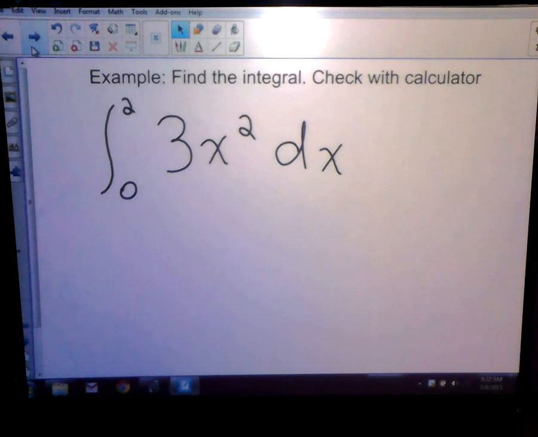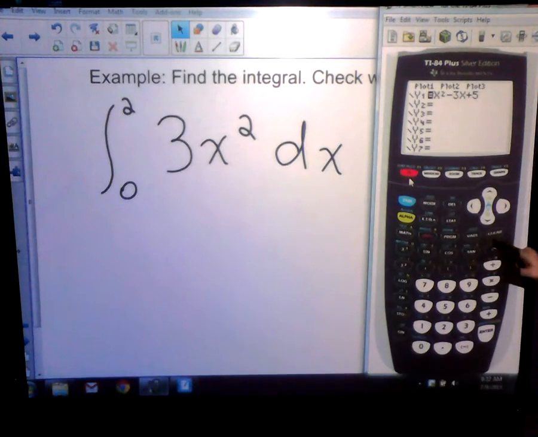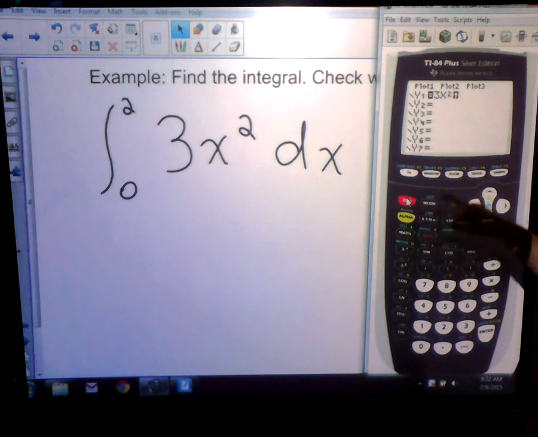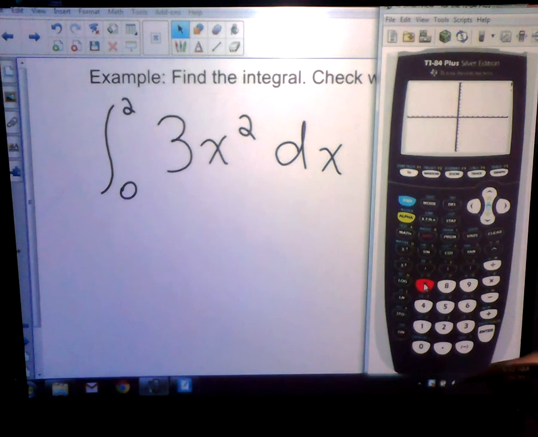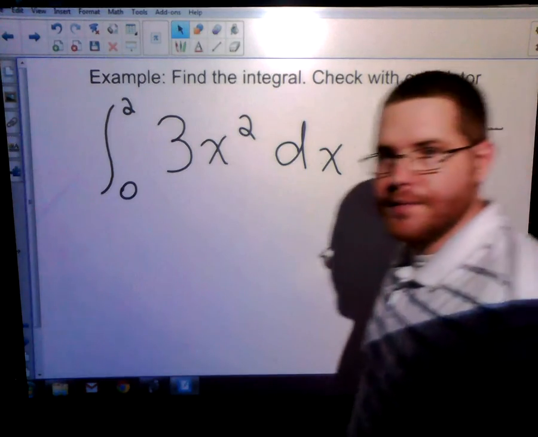Let's take an example here. This is a really simple example. Before I get into this, let me just do this with the calculator so I can get an answer. So what's the integral of 3x squared, second trace 7, from 0 to 2? The answer is 8. So we better get 8 for our answer.